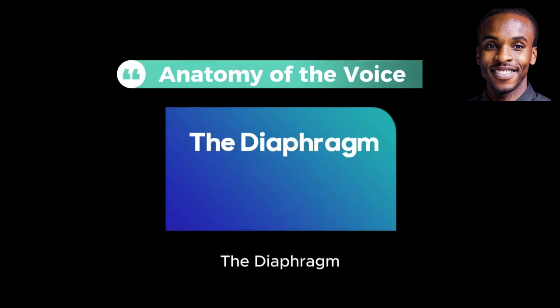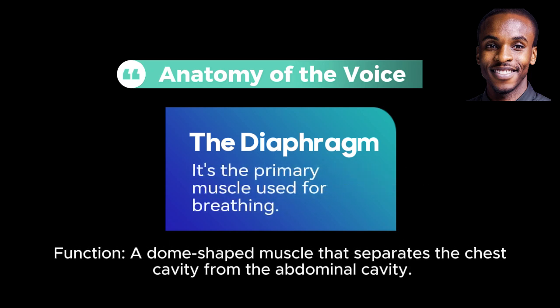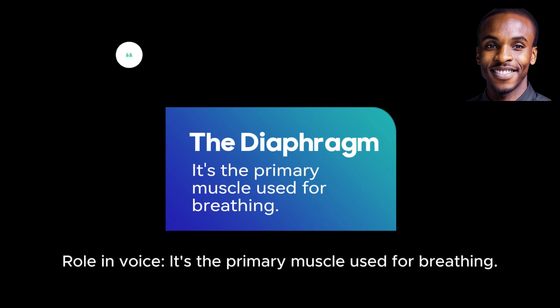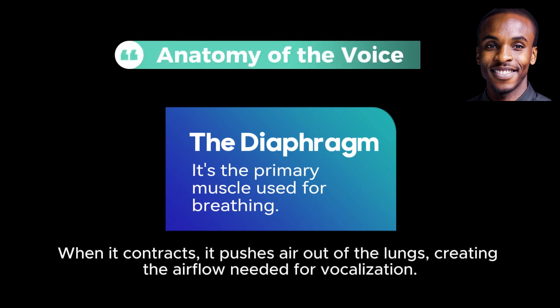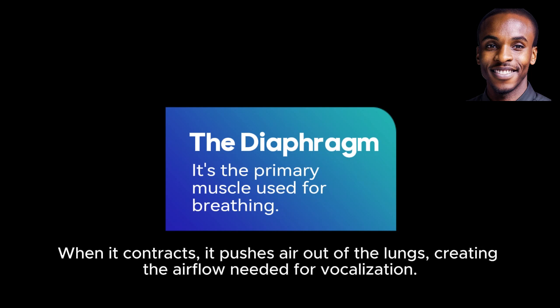The diaphragm. Function: a dome-shaped muscle that separates the chest cavity from the abdominal cavity. Role in voice: it's the primary muscle used for breathing. When it contracts, it pushes air out of the lungs, creating the airflow needed for vocalization.